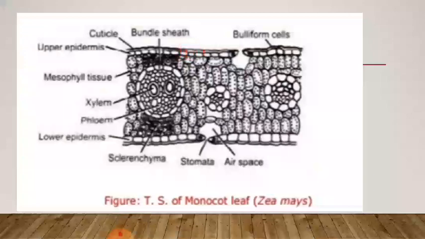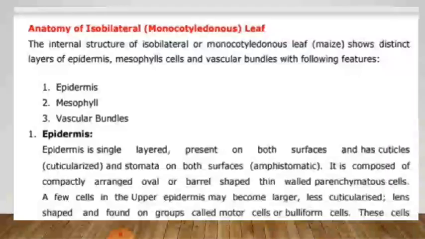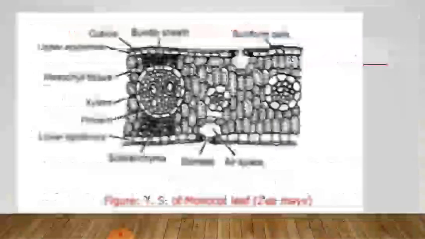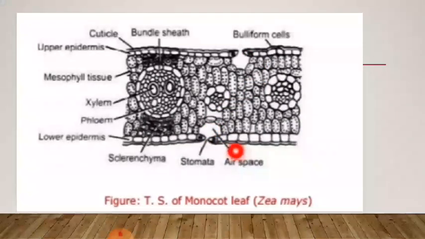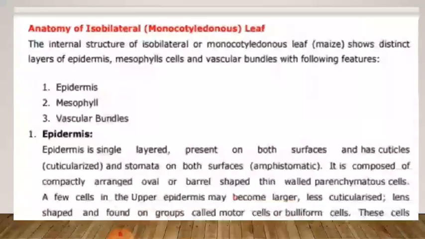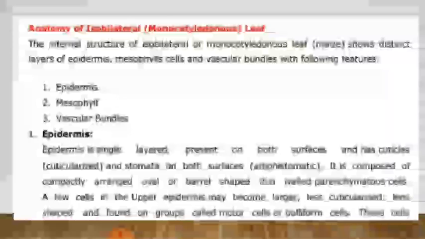In case of this isobilateral leaf, there are stomata on both surfaces. When stomata are present on both surfaces, such a type of leaf is called amphistomatic. It is composed of compactly arranged oval or barrel shaped thin walled parenchymatous cells.